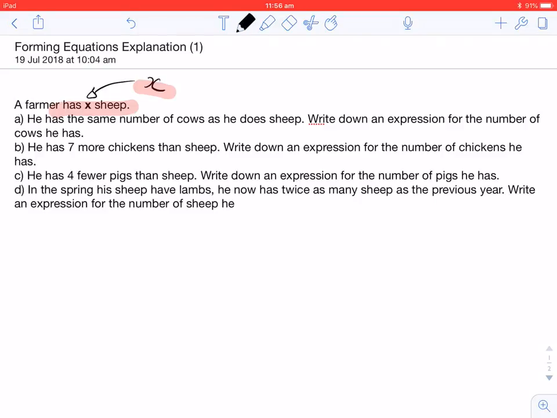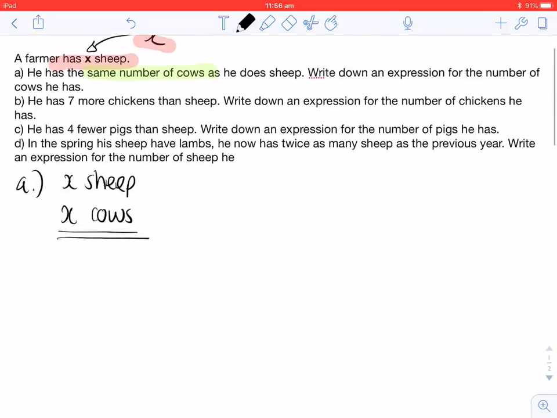Now, part A, he has the same number of cows as he does sheep. Write down an expression for the number of cows he has. So if we're looking at an answer to part A, now we know that he has X sheep. That's the part highlighted in red there. Now what we also know from our question is that he has the same number of cows. So if he has X sheep, he must have X cows. And so write down an expression for the number of cows he has: X cows, because it's exactly the same as the number of sheep. The same letter means the same thing.